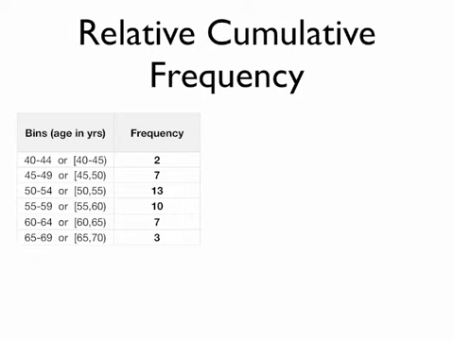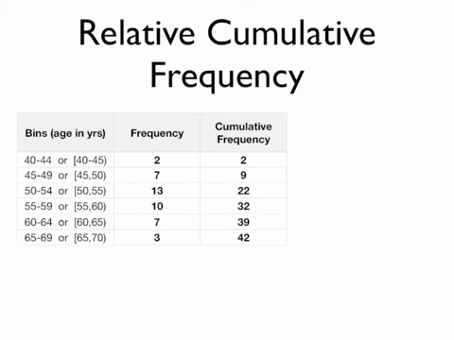So relative cumulative frequency. First, we'll take our frequency bins from the presidential age example. To make cumulative frequency, all we have to do is add up, sort of take a running total. So the 9 comes from 7 plus 2. In other words, 9 presidents were 49 years of age or younger at their inauguration.